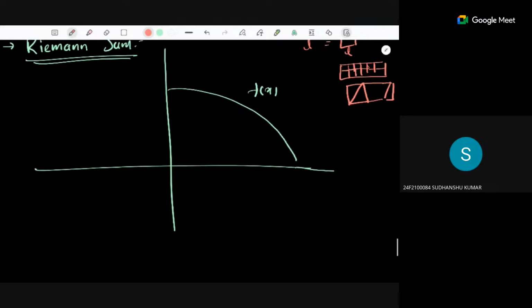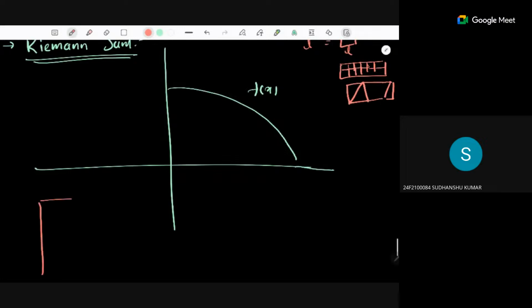So for a rectangle, there are two quantities we need to know. One is the length of that rectangle and another one is the breadth of that rectangle, right? So what will be the value of L? What will be the value of B? We need to consider this for any rectangle.